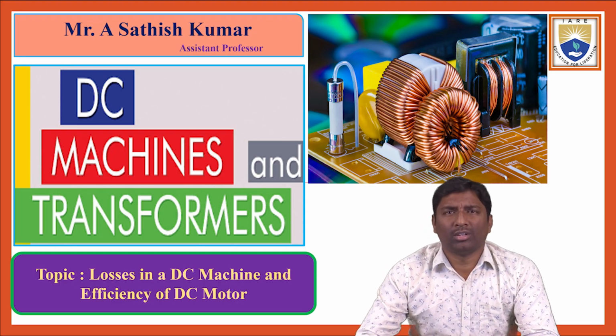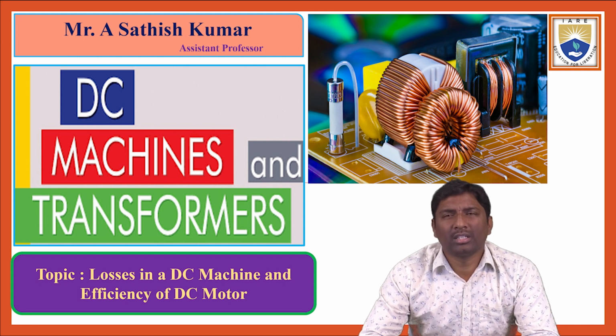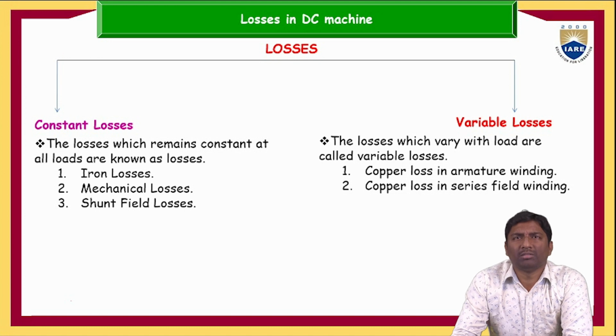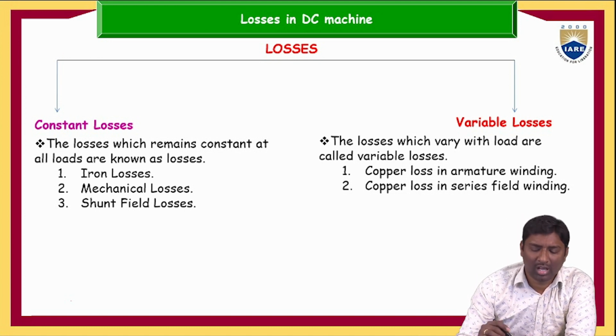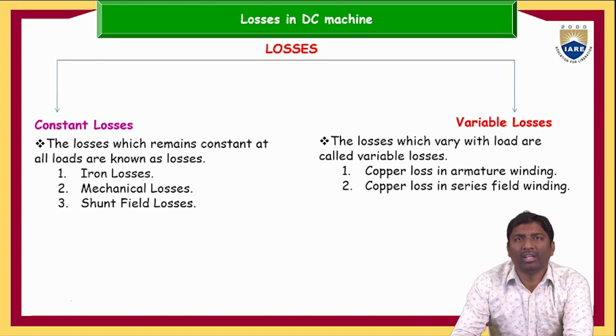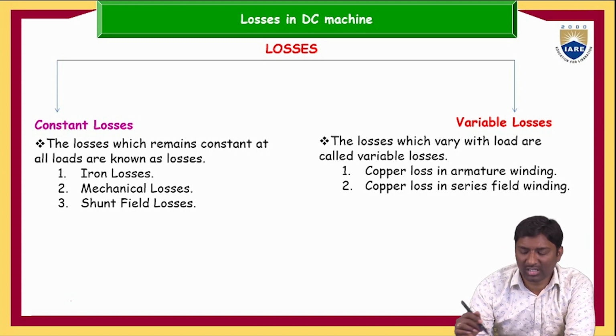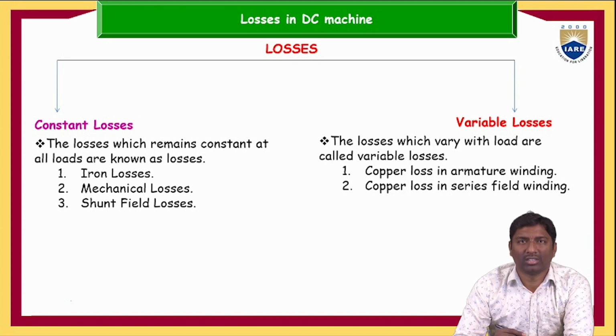Good morning everyone. Today my topic is losses in a DC machine and efficiency of a DC motor. Losses in a DC machine. You can observe the losses are classified into mainly two types, that is constant losses and variable losses.